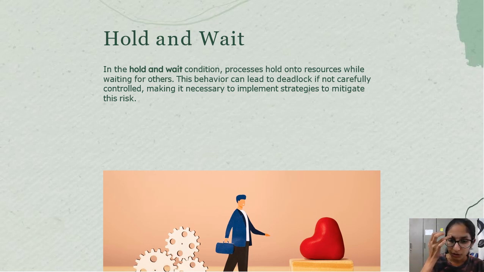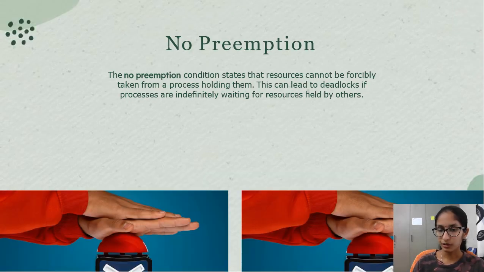Also, it describes a situation where a process is holding at least one resource and waiting for additional resources that are currently held by other processes. This condition can lead to resource contention, as we have seen before, and contribute to the deadlock. The no-preemption condition states that a resource cannot be forcibly taken from a process which is holding it. This can lead to deadlocks if processes are waiting for resources held by others. The process must release the resources voluntarily after the completion of its task.